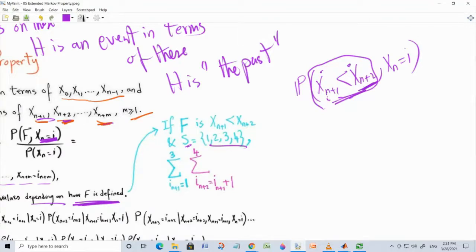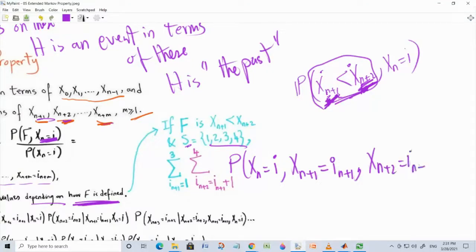So if X_{n+1} is 1, then this one can be 2 or 3 or 4. If this one is 2, then this can be 3 or 4. If this one is 3, then this can be 4. If this is 4, we cannot have any value for this one. So basically, i_{n+1} will go from 1 to 3, but i_{n+2} will go from i_{n+1} plus 1 up to 4. And then you put here the probability that X_n is equal to i, the probability that X_{n+1} is equal to i_{n+1}, and the probability that X_{n+2} is equal to i_{n+2}, right?